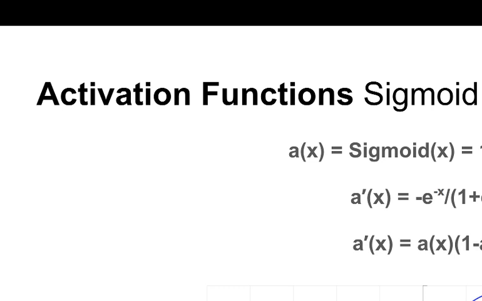All right. So the first commonly used activation function, the very textbook one, is called the sigmoid activation function. All it is is equal to 1 over 1 plus e to the negative x. And if you calculate the derivative, it happens to be e to the negative x over 1 plus e to the negative x, squared. That's the same thing as saying a of x times 1 minus a of x. You can do some algebra and you get that, right?